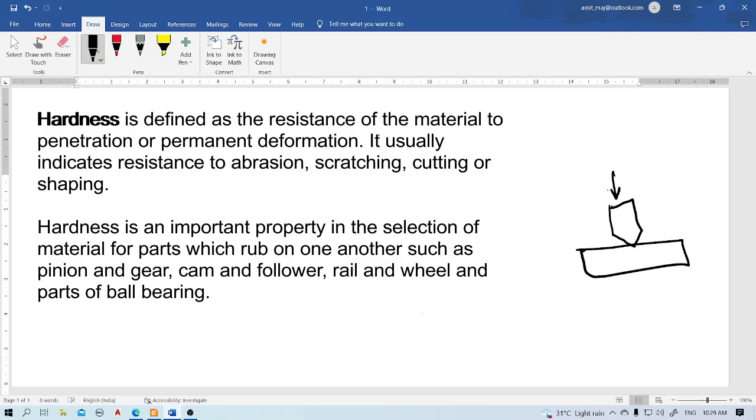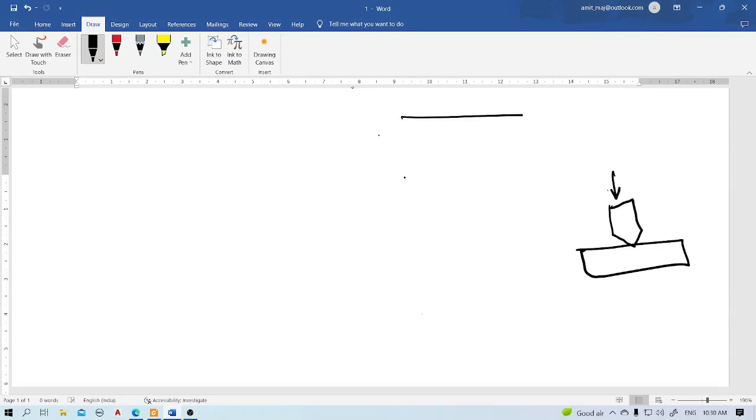It is an important property in the selection of material for parts which rub on one another, such as gear pinion, cam and follower, rail and wheel, and parts of ball bearing. मतलब इस तरह के कंपोनेंट में क्या होता है, हाई स्पीड में बहुत रबिंग होता है एक दूसरे के सरफेस से. और हमें पता है कि हर एक मटेरियल सरफेस कभी भी ये लाइन की तरह स्मूथ नहीं होता. अगर माइक्रोन लेवल में चले जाओ तो ये इस तरह का सरफेस होता है, पीक्स एंड वैलीज रहते हैं सरफेस में. और इसका जो मेटिंग सरफेस है वहां पे भी पीक्स एंड वैलीज होगा.